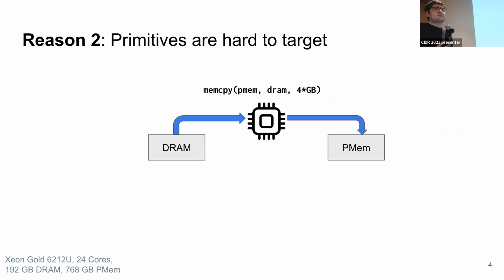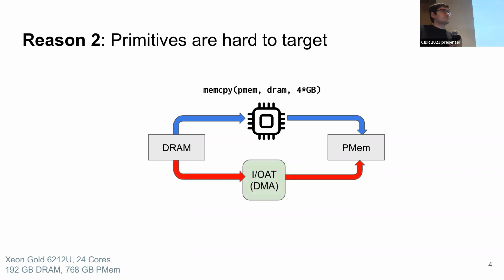The easiest way to do this would just be memcpy, one single line of code, and the CPU moves the data over. Great. However, there's a better way to do that. This is a little-known unit inside the CPU core called IOAT, which was introduced by Intel in 2005 and since then forgotten by most people, I think.